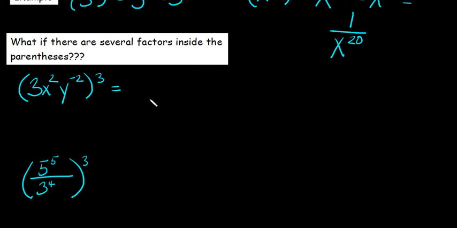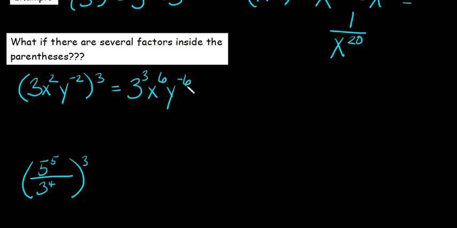3x squared y to the negative 2, all of that raised to the 3rd power. Alright, so let's do it all. Now that'd be 3 cubed times x, and we just said we could multiply that, right? 3 times 2, which is x to the 6. Now we're going to do our y's. Negative 2 times 3, that's negative 6.